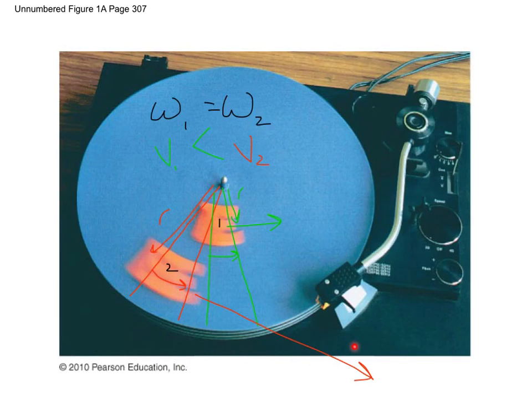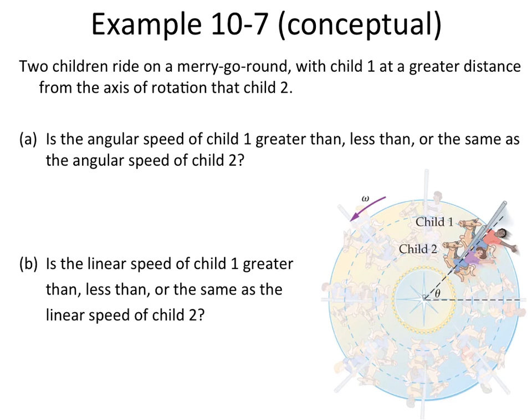And this is also a setup to our example 7. And this is conceptual right here. It's basically the same thing. All right, we've got 2 children on a merry-go-round, like you might see at an amusement park or something like that. Question A asks us, is the angular speed of child 1, so this guy in the red shirt, is child 1, and the purple shirt is child 2, greater than, less than, or the same as the angular speed of child 2? Well, they have the same angular speed because, and these guys actually happen to be in the same line, they're kind of lined up radially right there.